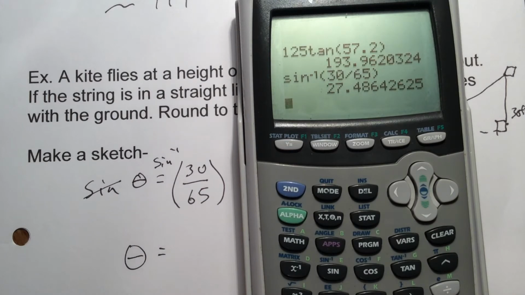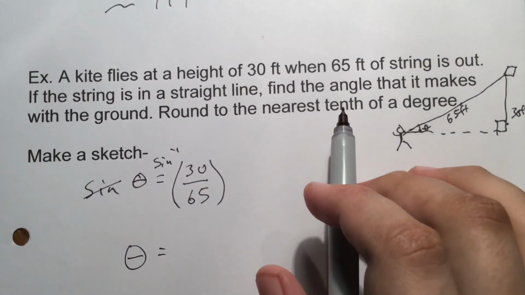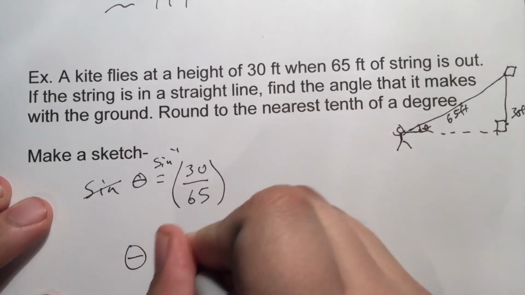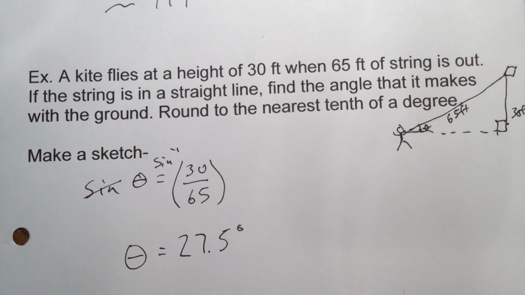And we get 27.48. A lot of times when you're doing this, you can round to the nearest tenth with angles. A lot of times they'll even round to the nearest whole degree. Either way will work. But because they said round to the nearest tenth, we're going to do that. So 27.5 degrees.